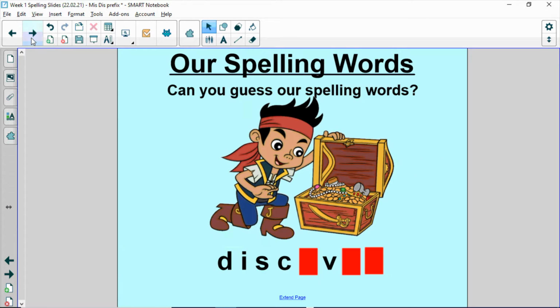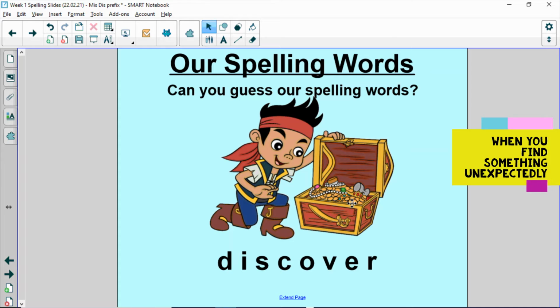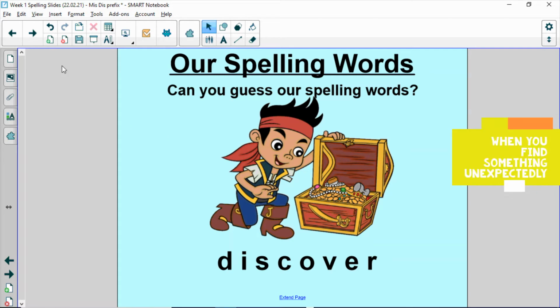Let's look at another picture. Here it is. Can you guess our spelling word from this picture and these clues here? Now it starts with the prefix dis, D-I-S. You've also got a C and a V, so what could our word be? Shout out if you know. This word is discover, like the boy here discovering the treasure, which means when you search for something or find something unexpectedly. So discover is our spelling word.